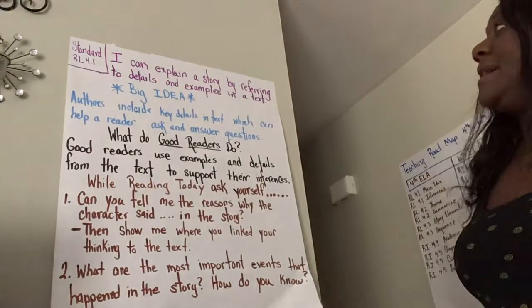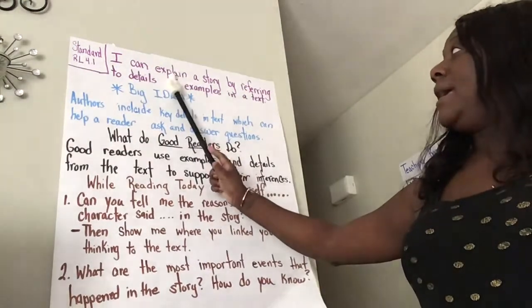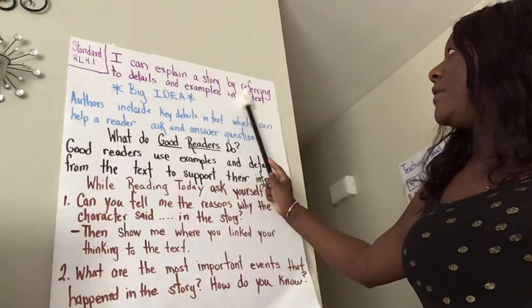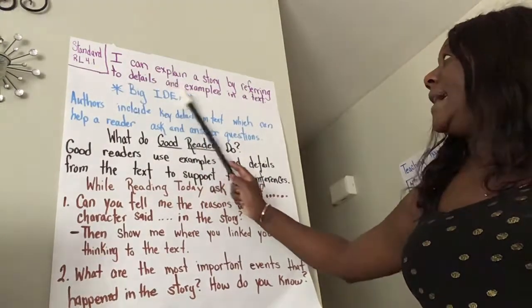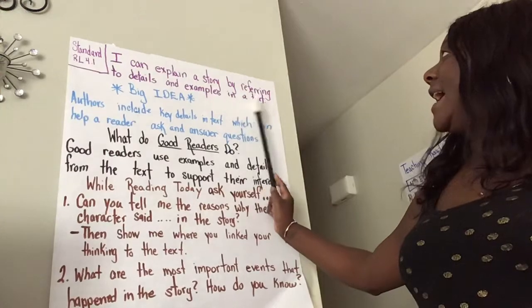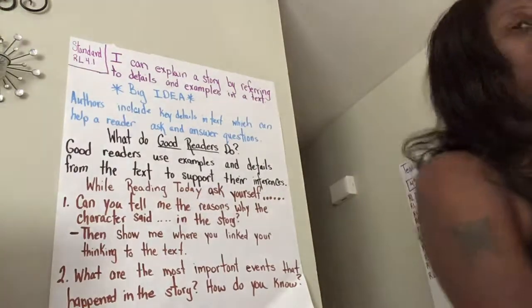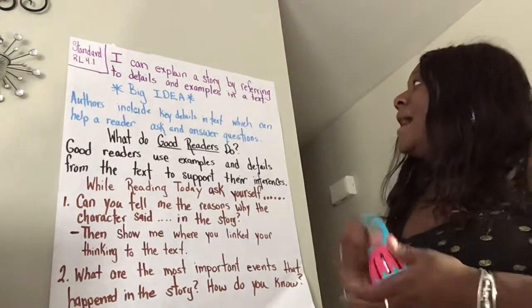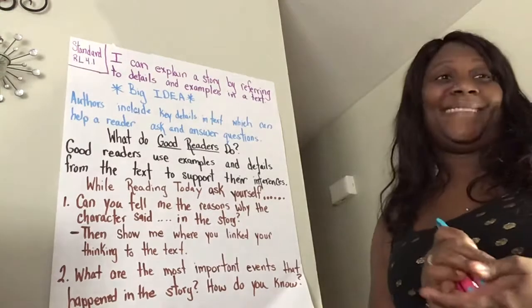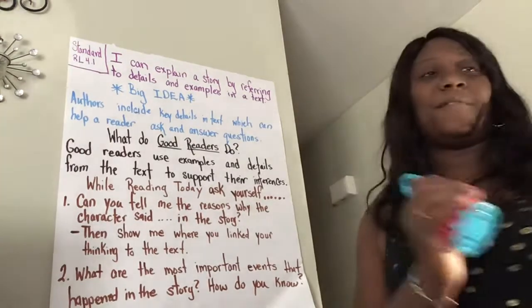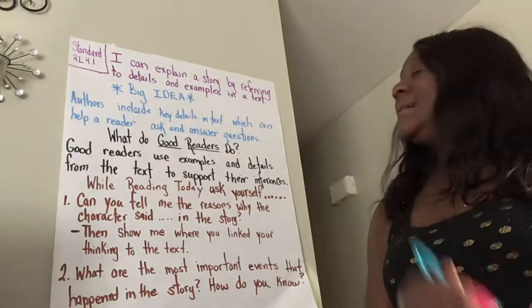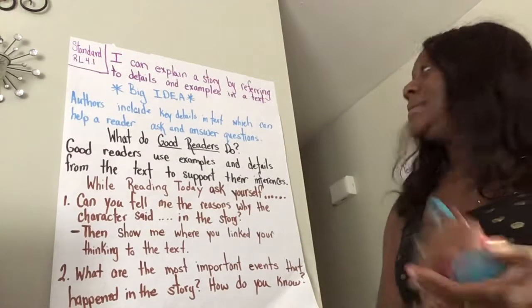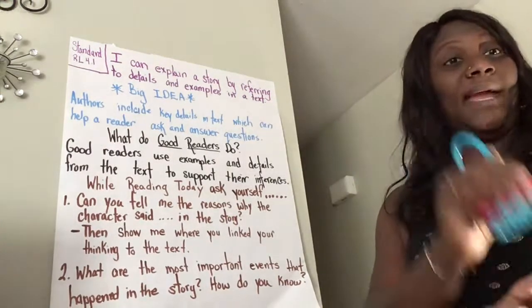Our I can statement is I can explain a story by referring to details and examples in a text. So if you could repeat after me. I can explain a story by referring to details and examples in a text.